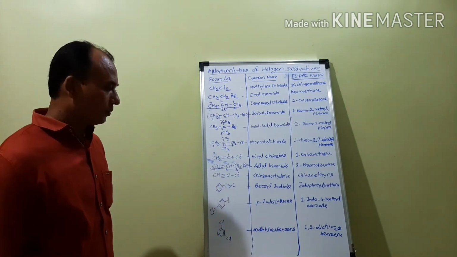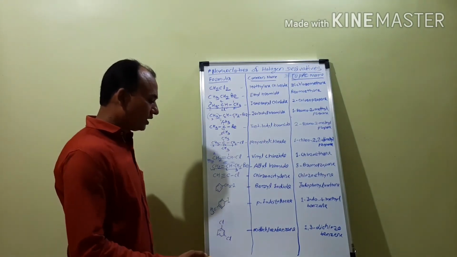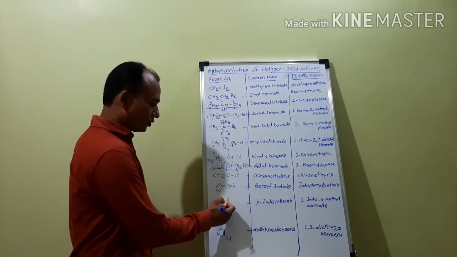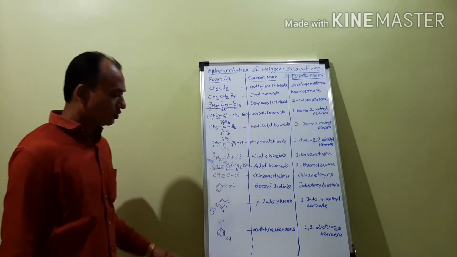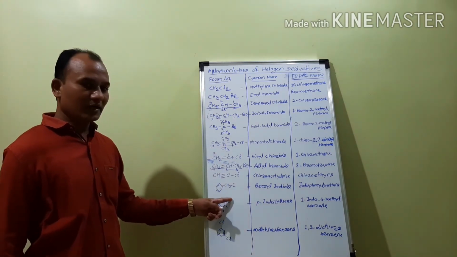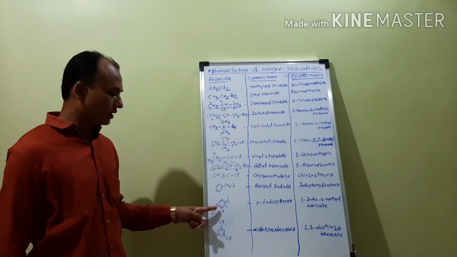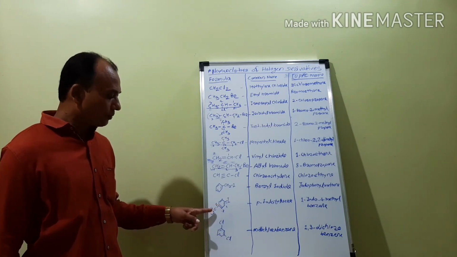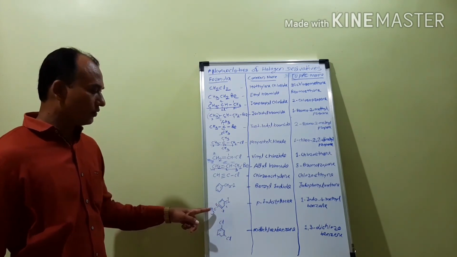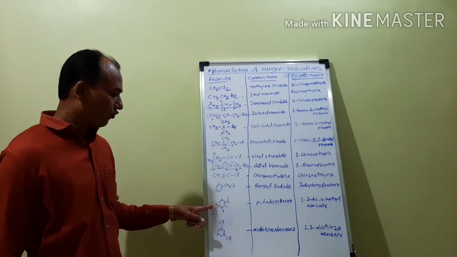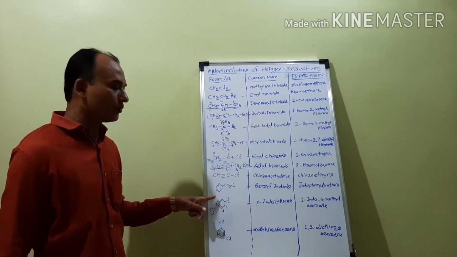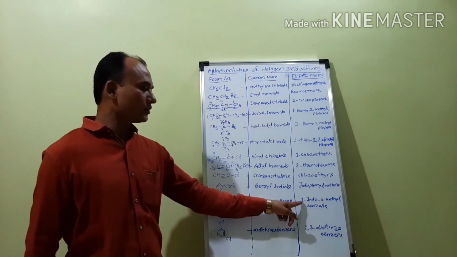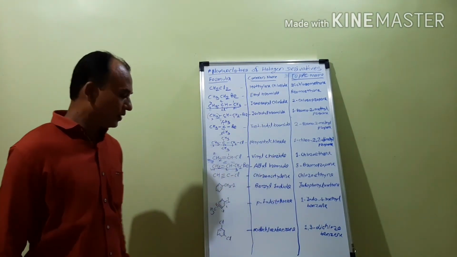Now in IUPAC nomenclature, we have to give the numbering in the same way. This is carbon number 1, this is 2, this is 3 and this one is 4. To the first carbon atom there is an attachment of iodine, and to the fourth carbon atom there is an attachment of a methyl group, and therefore it becomes 1-iodo-4-methyl, and the parent compound is benzene, so it becomes 1-iodo-4-methylbenzene.